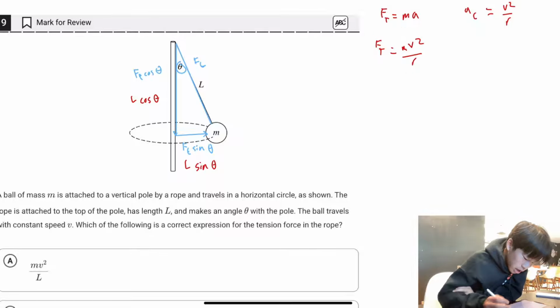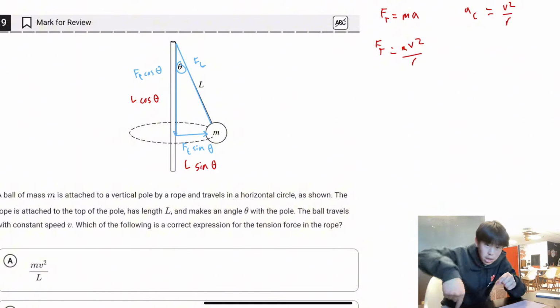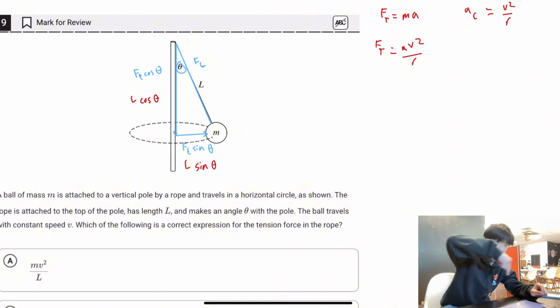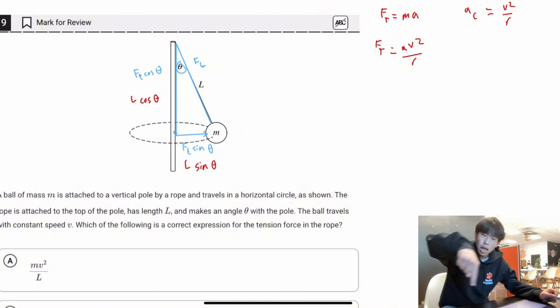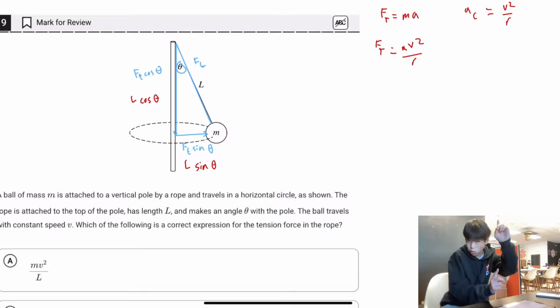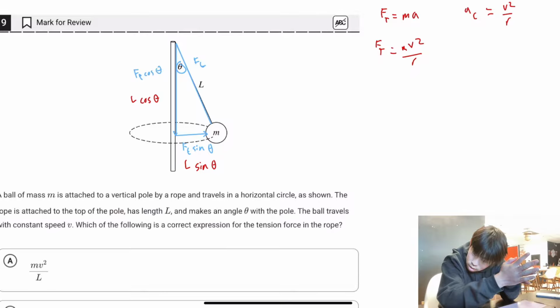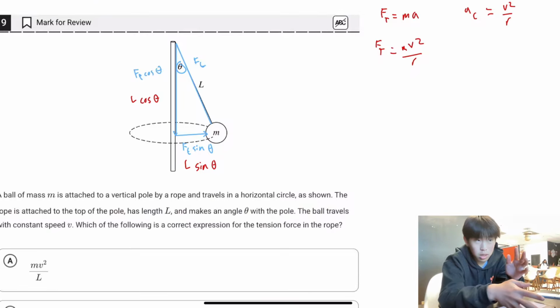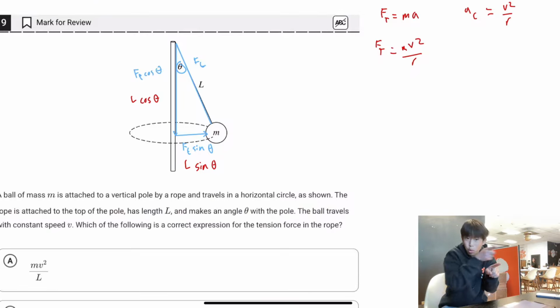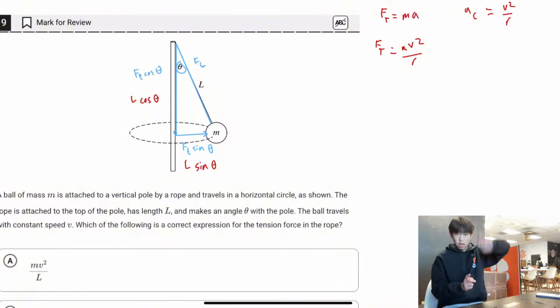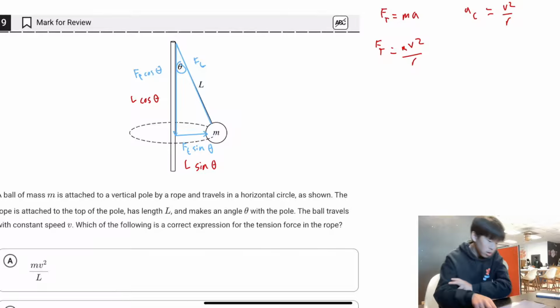What we need to understand is that whenever an object is moving in a circle, right? What is the force that makes it move in a circle? Is it the vertical force or is it the horizontal force? I'll give you a second to answer that. It's obviously the horizontal force because the horizontal force points towards the middle. That's the centripetal force. It's not the vertical force, right? Otherwise that wouldn't be moving in a circle.